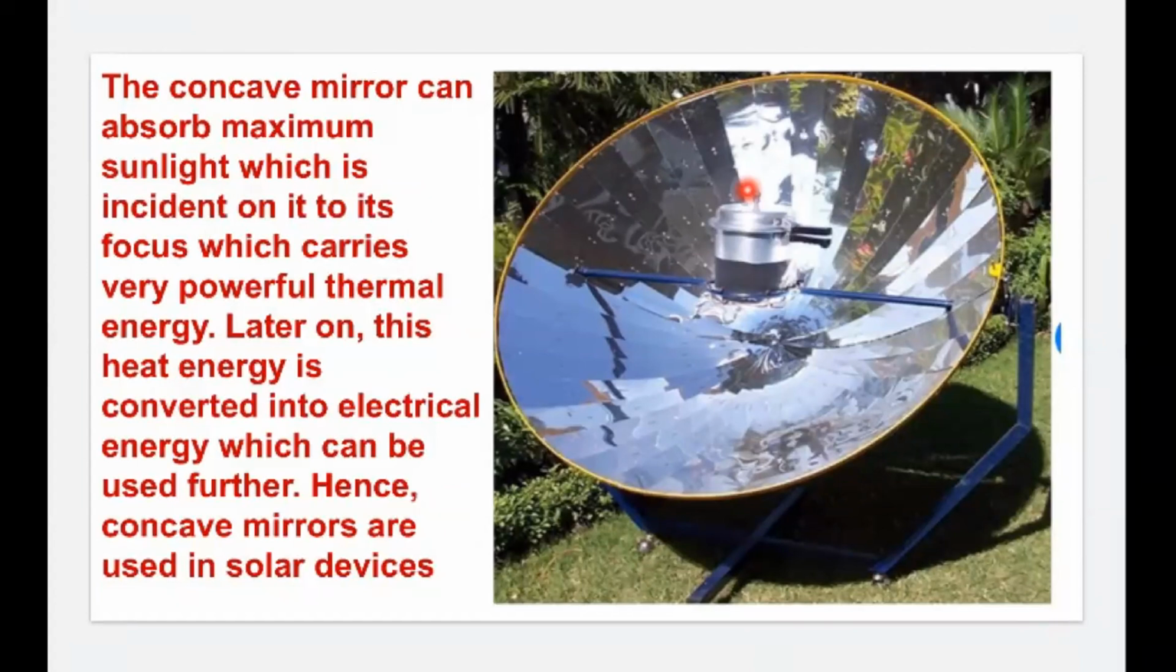Here we are seeing how we are cooking food with the help of a concave mirror. This is the polished surface. This is the mirror surface which reflects all the rays of light towards its focus. So more heat is focused onto the vessel, and this is how the food gets cooked.